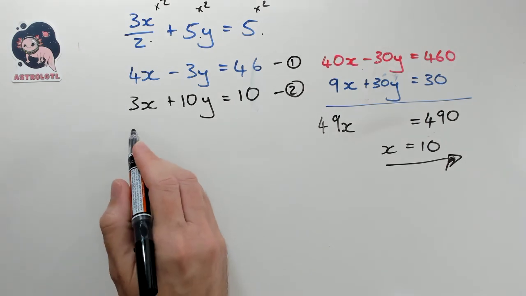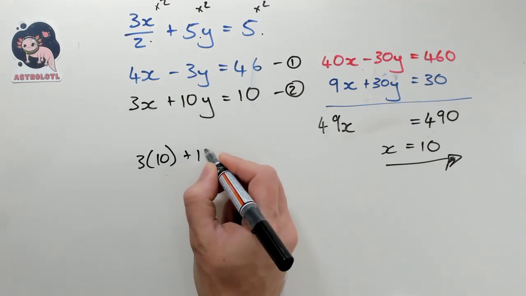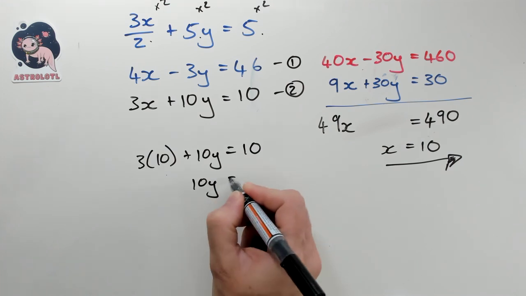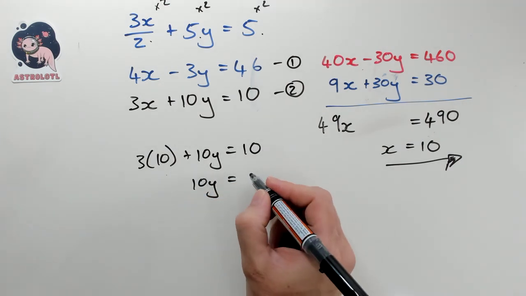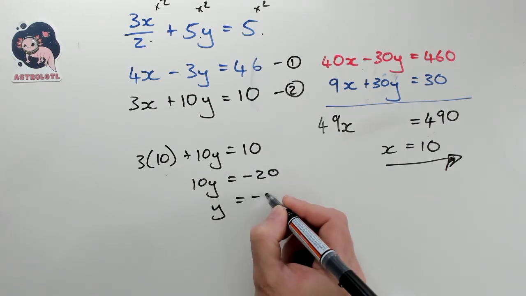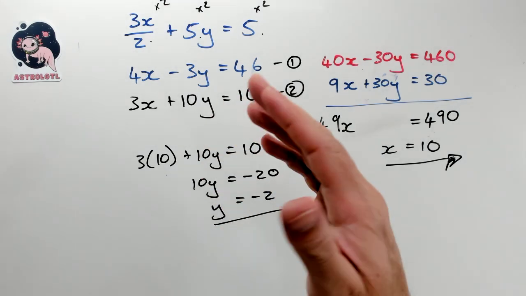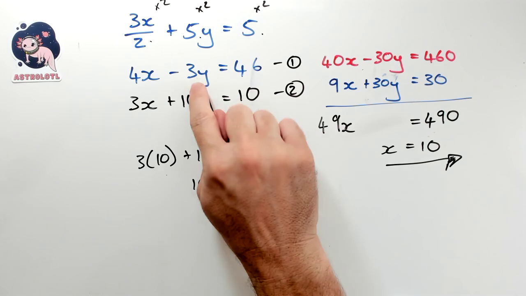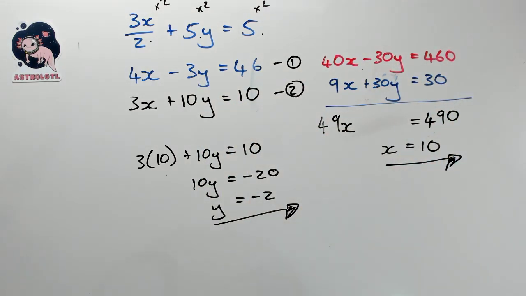So 3 times the 10 plus 10y is going to be 10, and then this is going to be 30, so it's going to be minus 30 on this side, so that's going to be minus 20, so y is negative 2. Okay, so yeah, I mean, you can see why this is 4 marks, because you had to remove fractions and then multiply both of these equations, and solve them both.